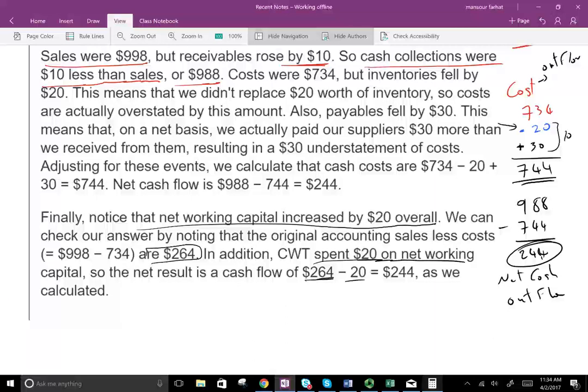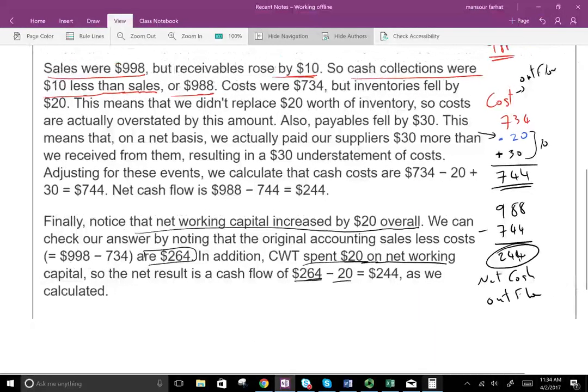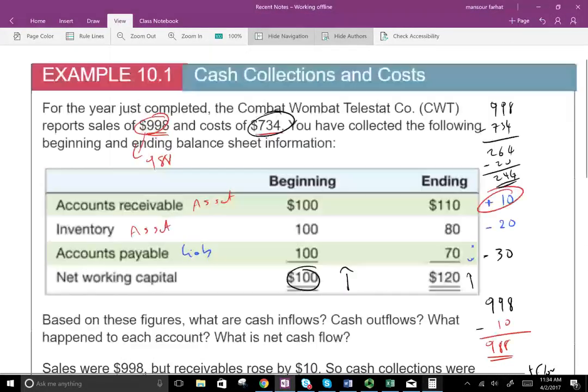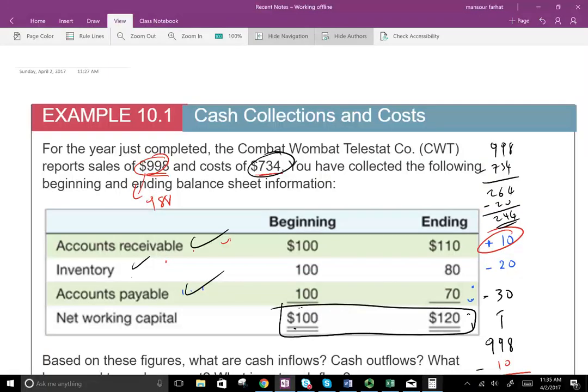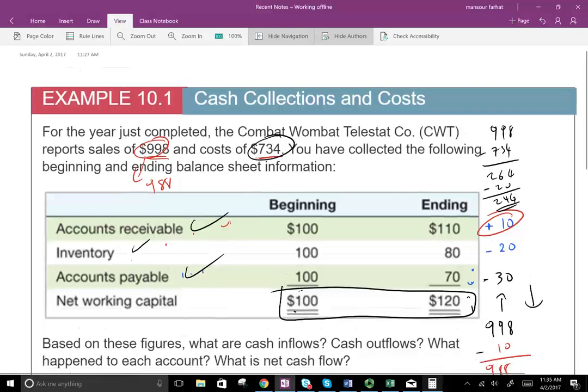So all we did here is analyze and study how each component of net working capital affects cash, starting with receivable, inventory, and payable. In chapter 2, what we did is we only took the change here and we said if it went up, subtract, if it went down, add. All we did here is analyze each account separately. So it's something that we learned, just now we broke down how we came up with the $20, how we came up with the decrease of the $20.